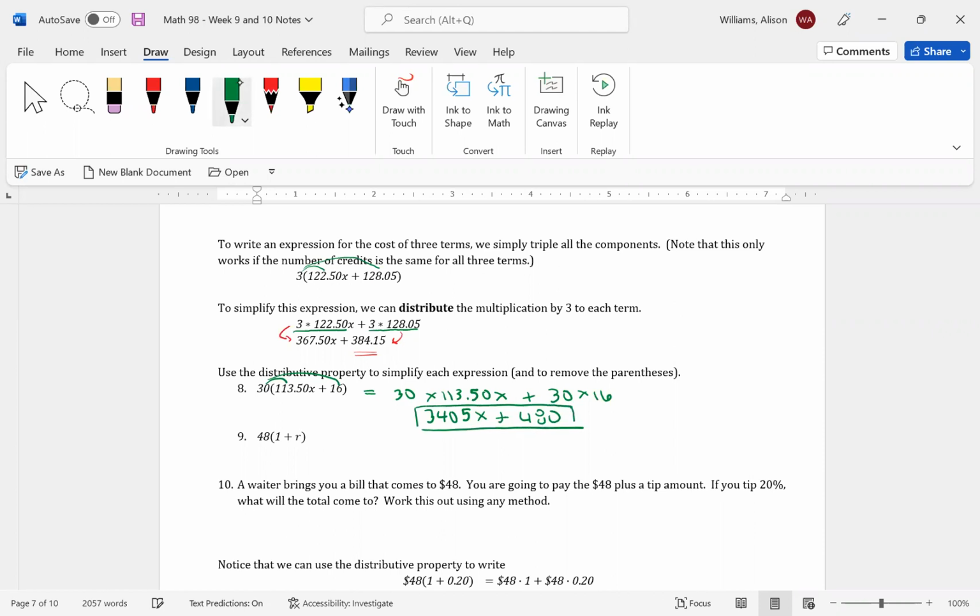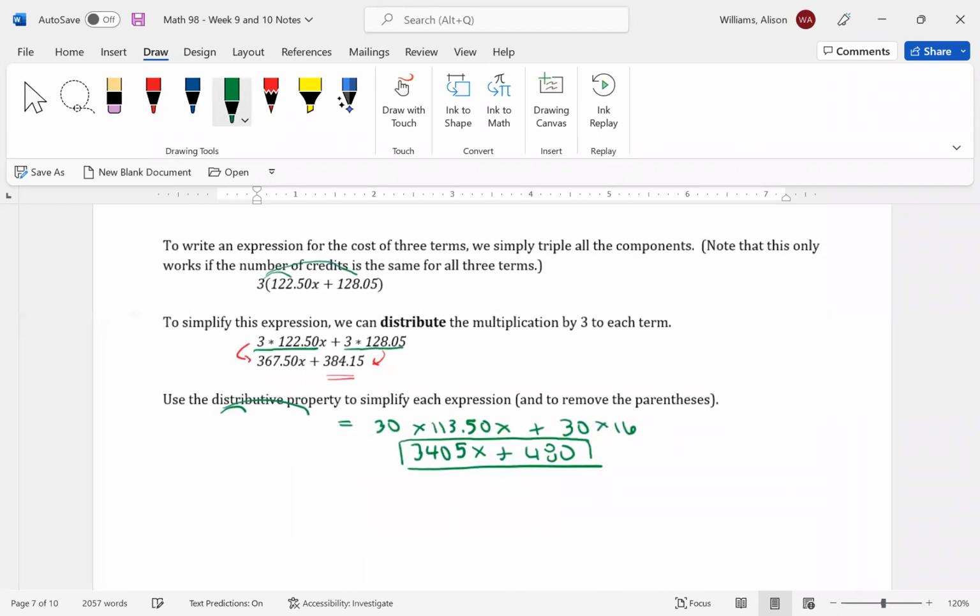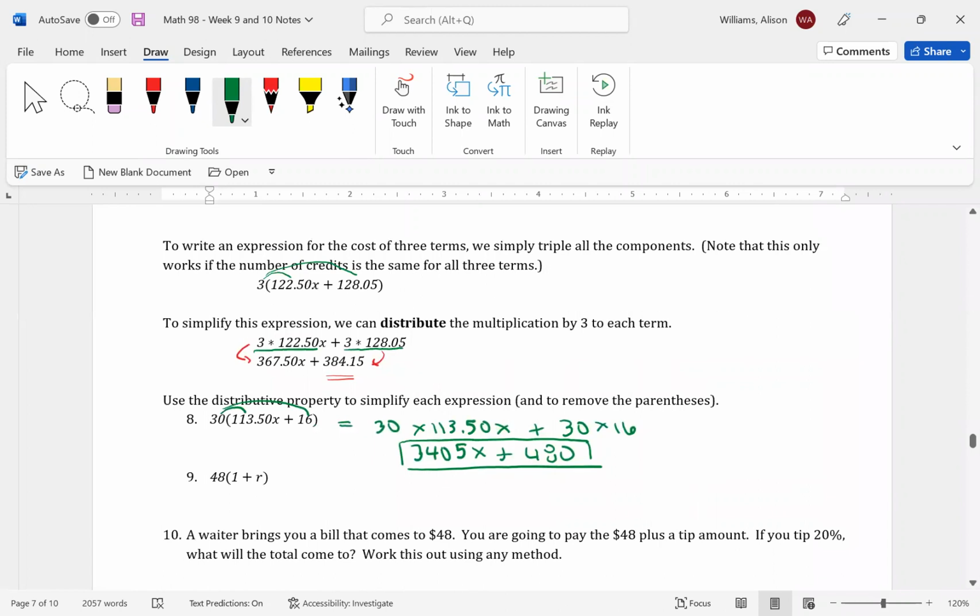So that's what I get for number 8. And here I'm going to zoom in a little. It seems a little far away. Sorry. Okay, so here we're going to distribute 48. This one's a little bit easier. I'm not going to show the multiplication because 48 times 1, that's just 48. And 48 times r is just 48r because I can't actually do any multiplying. So that's that.